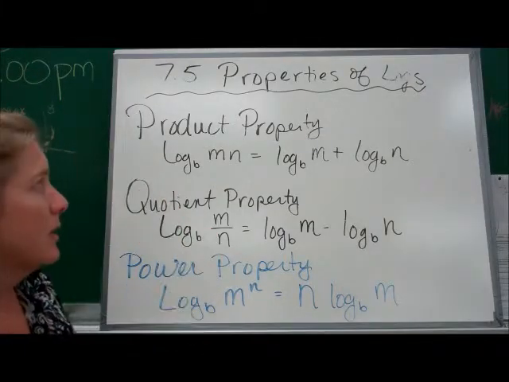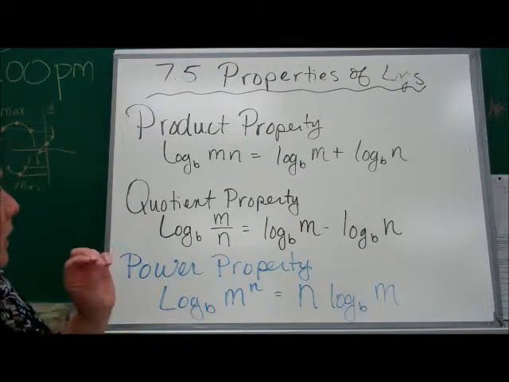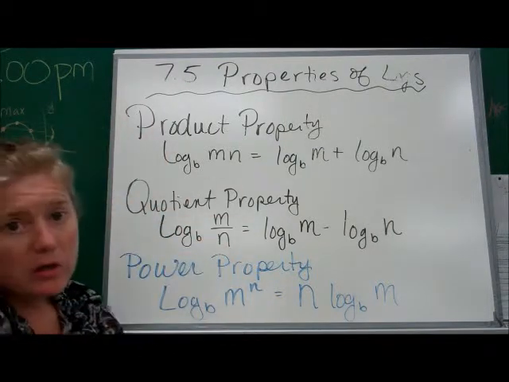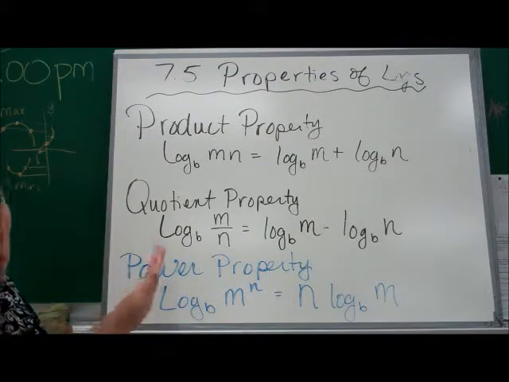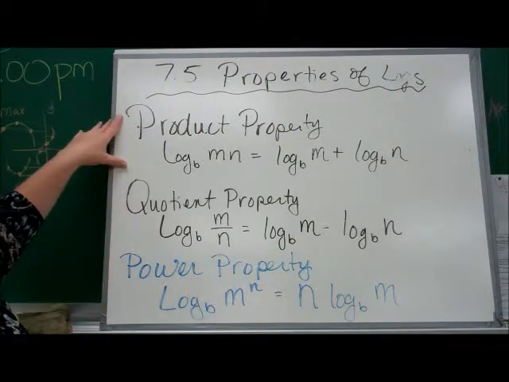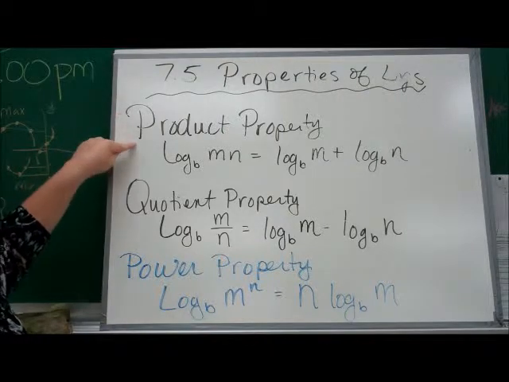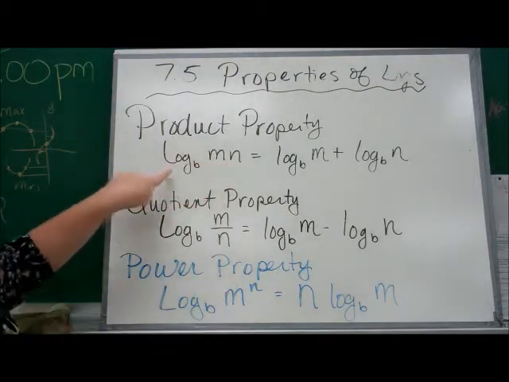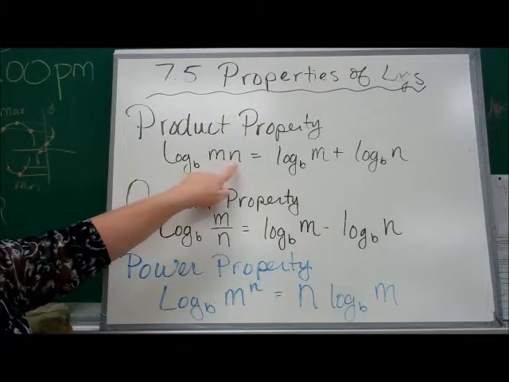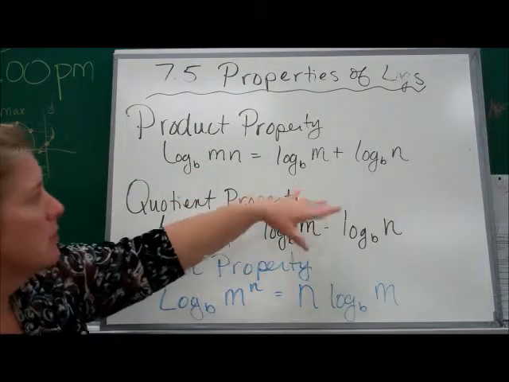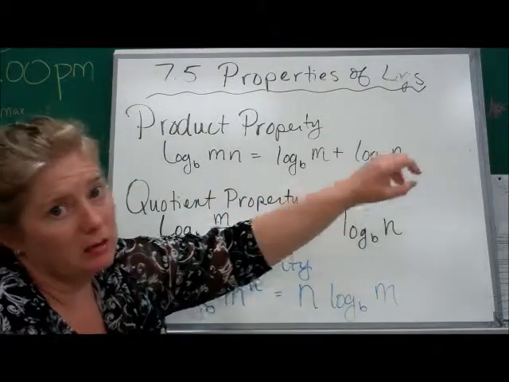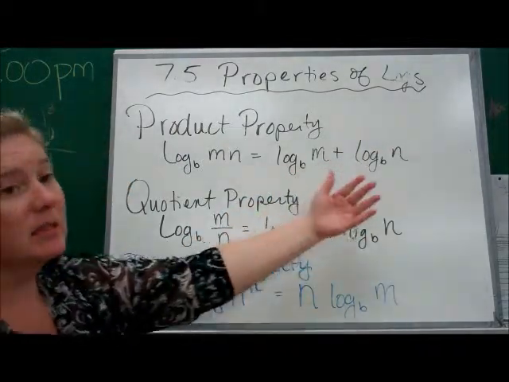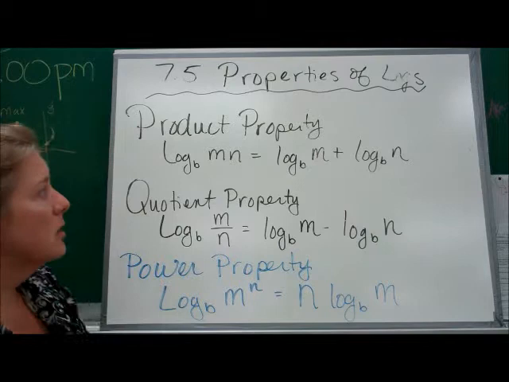Section 7.5, properties of logs. Here are the properties, and we're going to be using these to solve, simplify, whatever. We've got the product property. That means where we have two numbers that we're multiplying. Log base b of m times n becomes log base b of m plus log base b of n. So you can split that up, and sometimes that'll work well for you when solving things.